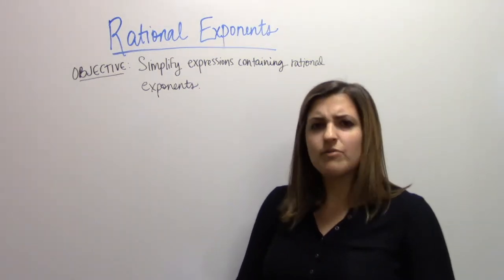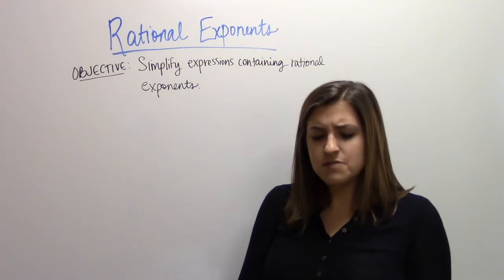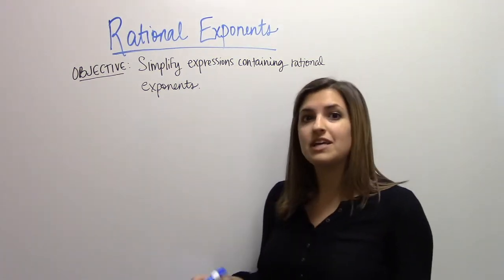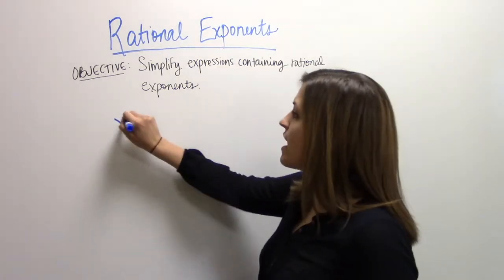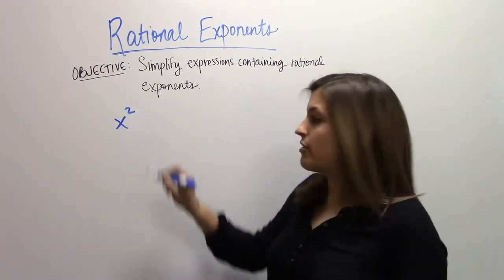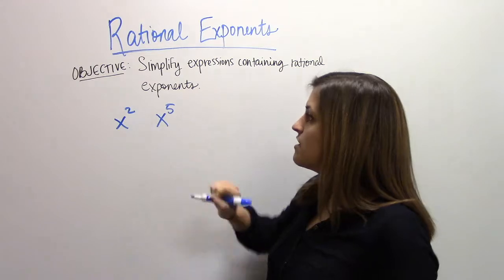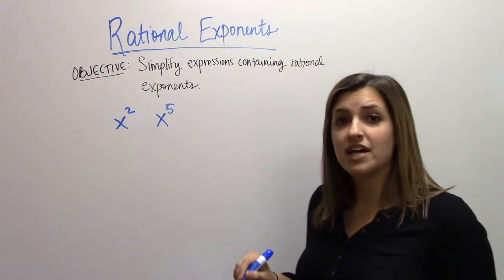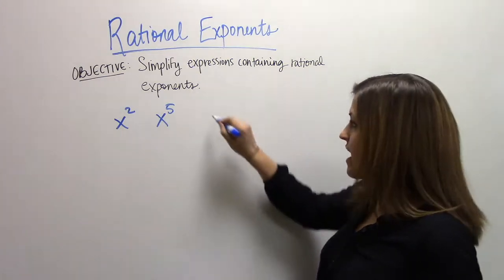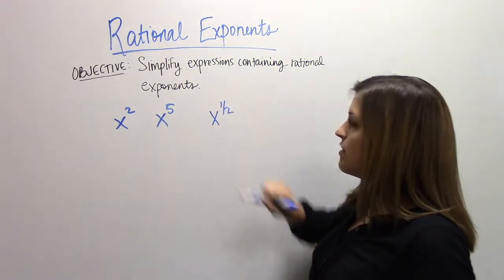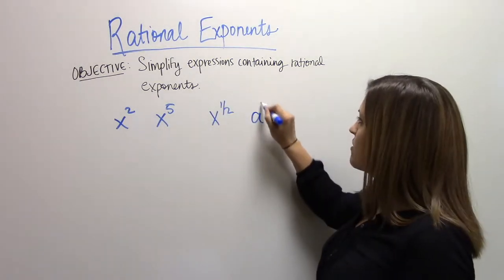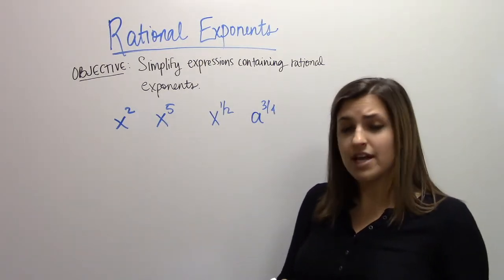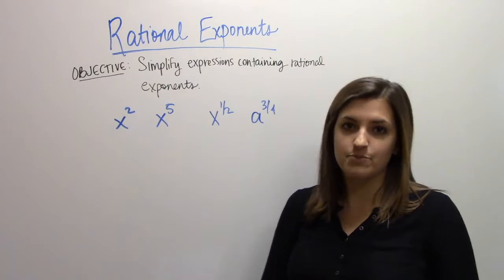So what are rational exponents? Well, the exponents that we know how to deal with have been integers. So something like x squared or x to the fifth, those exponents are integers. But today we're going to be looking at exponents that are fractions, like x to the 1/2 or a to the 3/4. And we're going to learn what those actually represent and how we can simplify expressions using them.